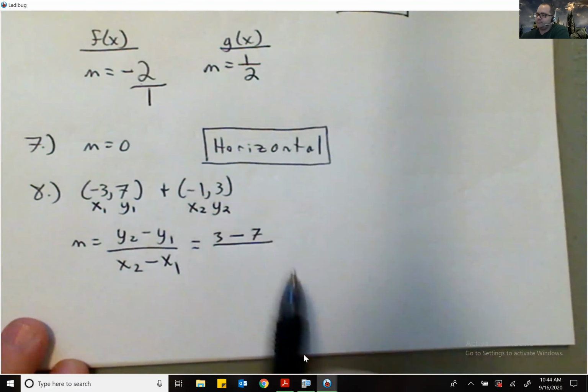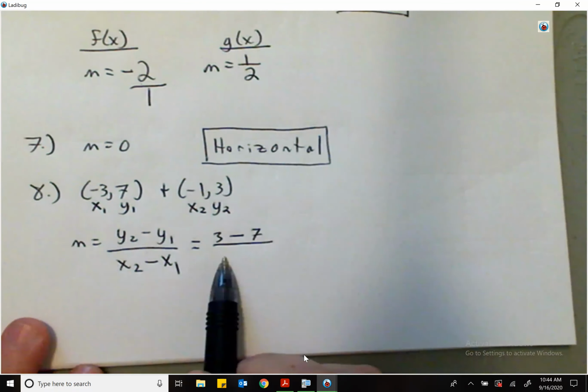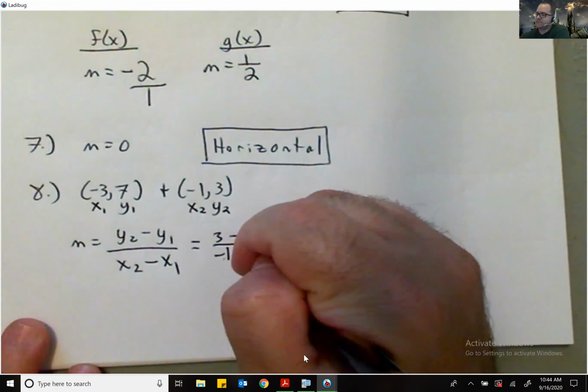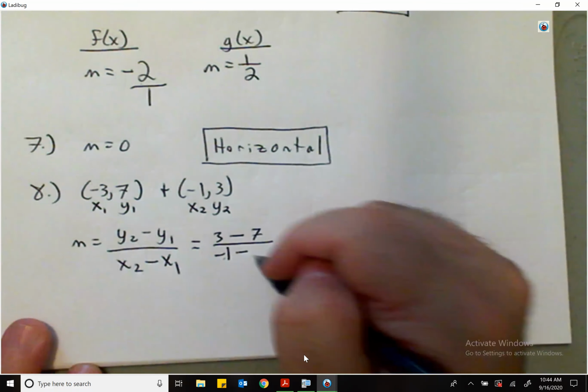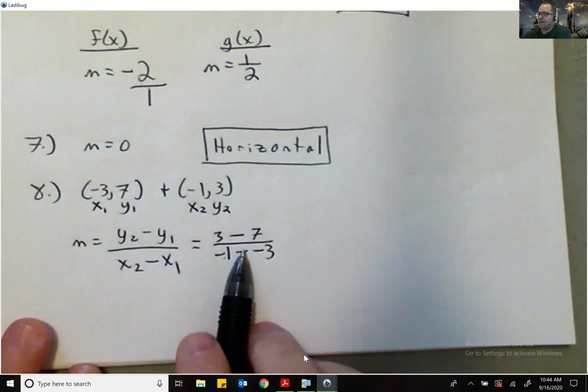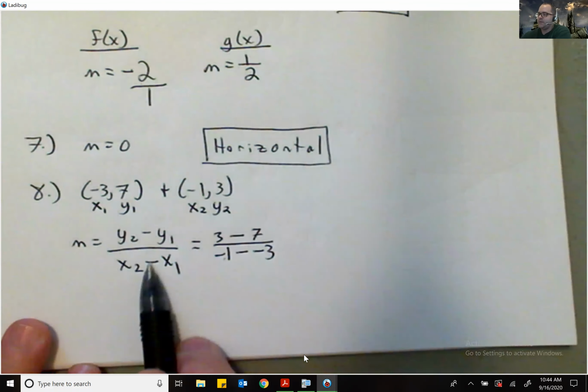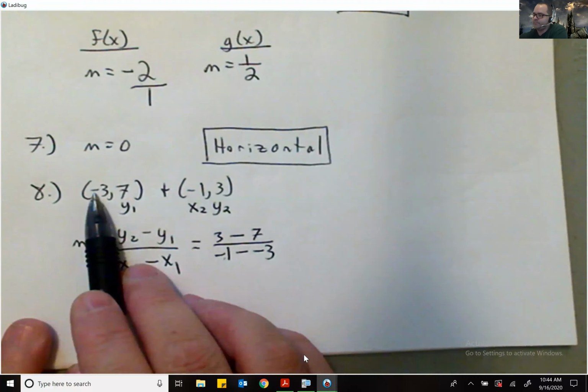What's x2? Negative 1. Minus. What's x1? Minus negative 3. Yes, you need both of these. This first minus is because of the formula. This second negative is because of the number. You need both. All right.